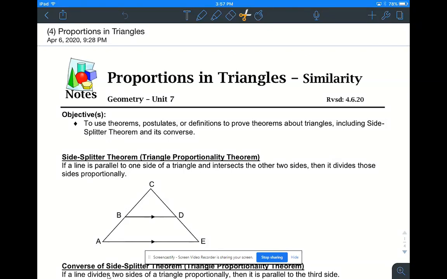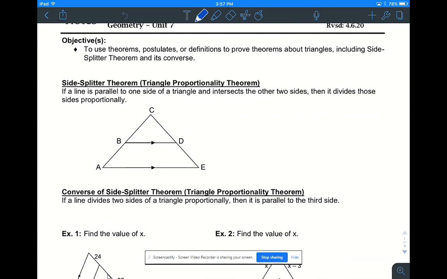Proportions in triangles today. So we are going to look at different types of triangle theorems and how to set a proportion within a triangle. First one we are looking at is the triangle proportionality theorem or the side splitter theorem.